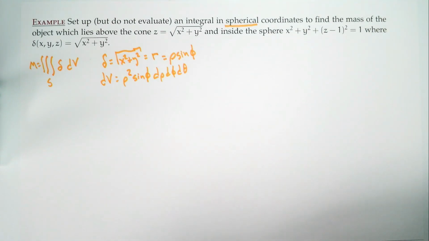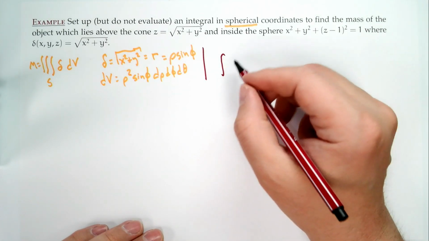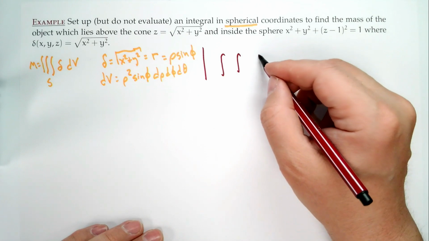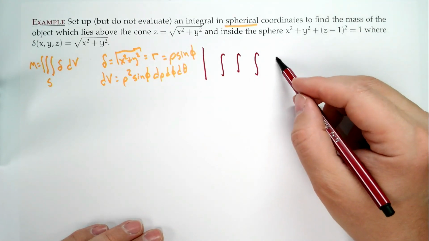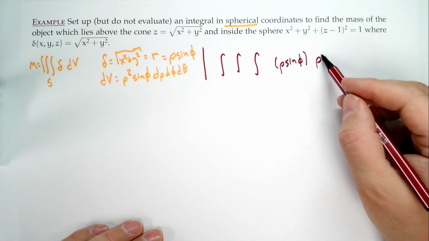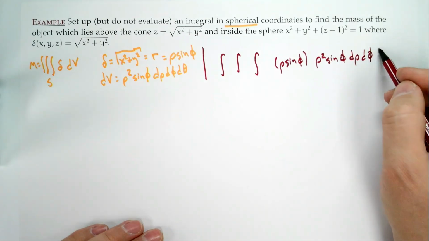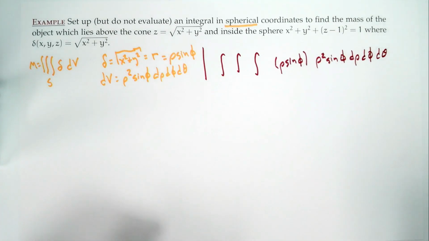Because if you think about it, every integral has 3 parts. So this integral is the integral of the density, rho sine of phi, and dV is rho squared sine of phi, d rho, d phi, d theta. Of course, we would multiply these together, but right now we're just worried about setting these up, so we don't need to do that. So why aren't we done? Well, we've got to figure out the bounds.